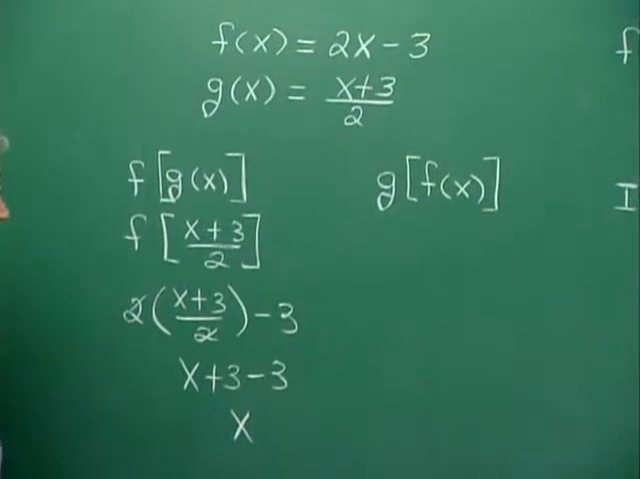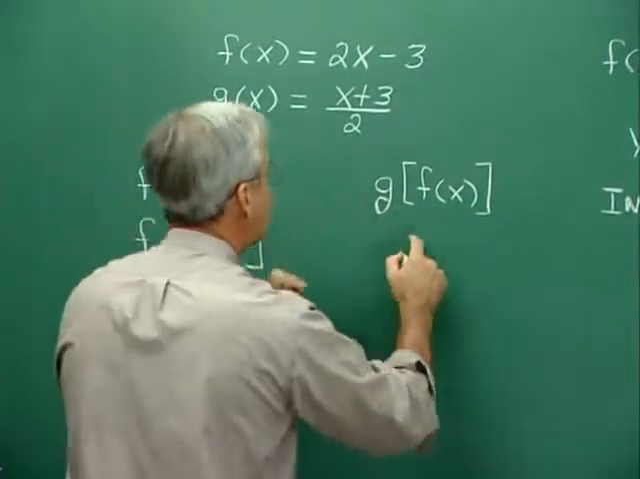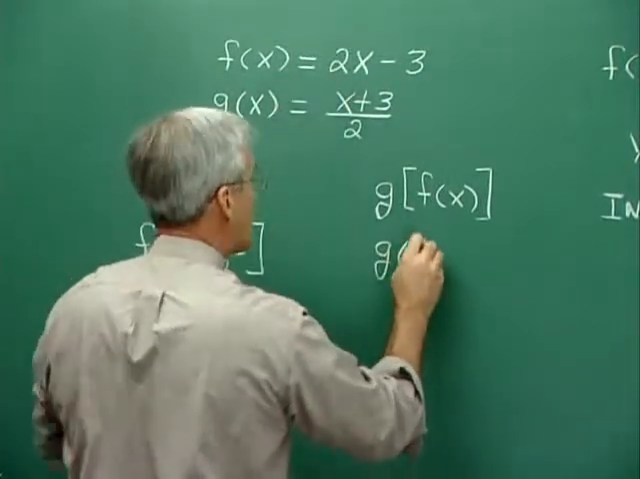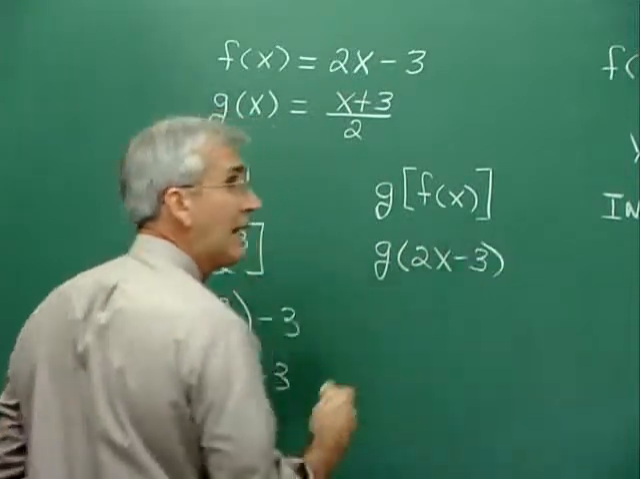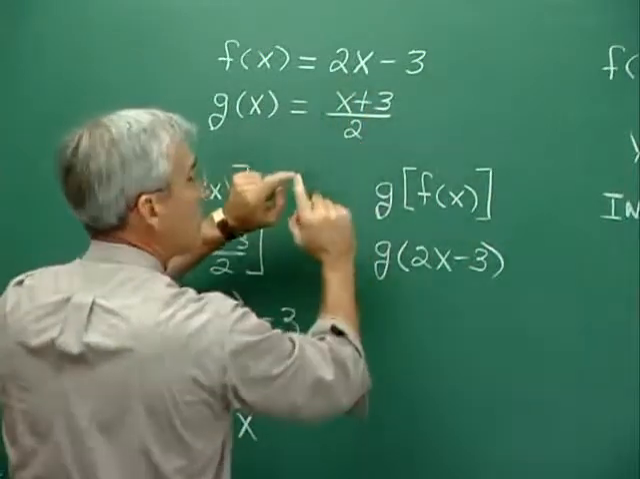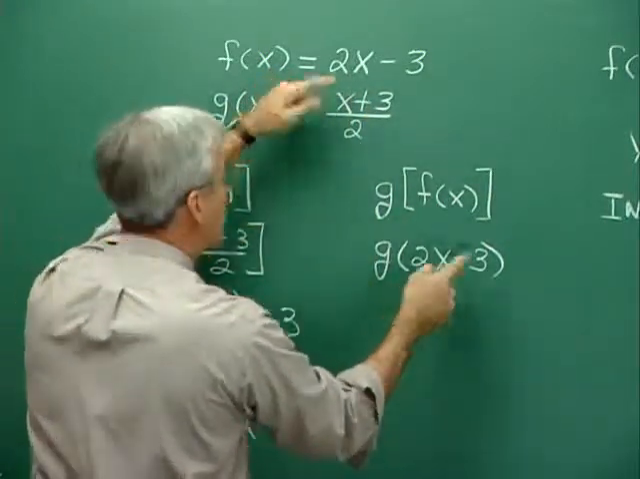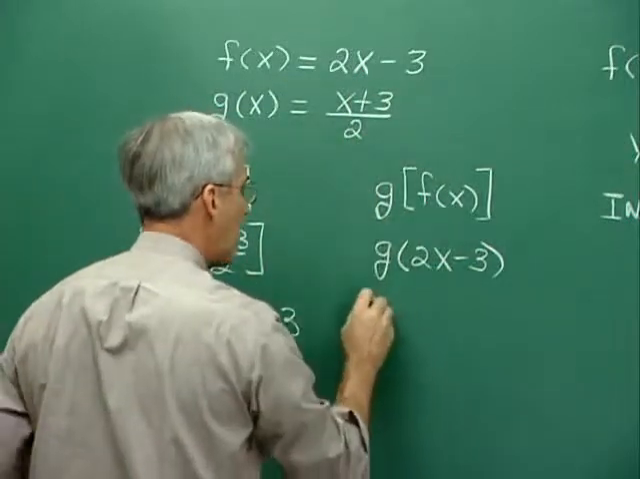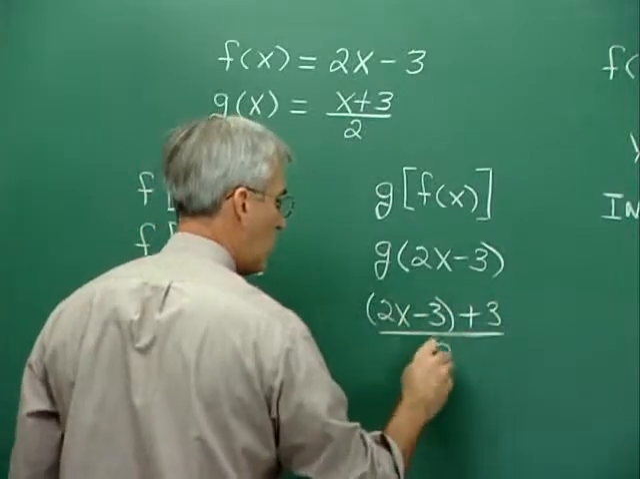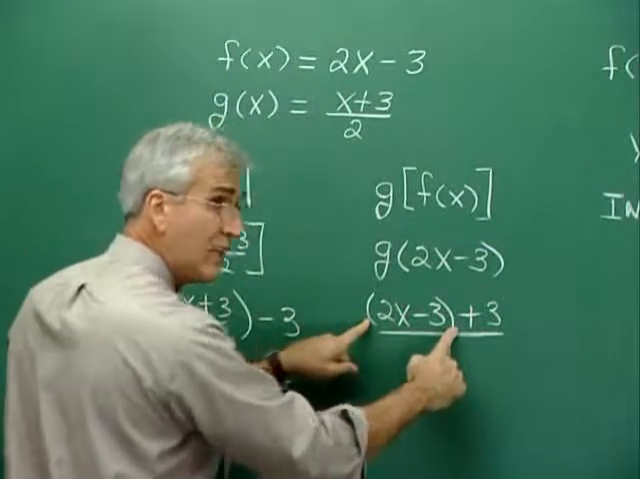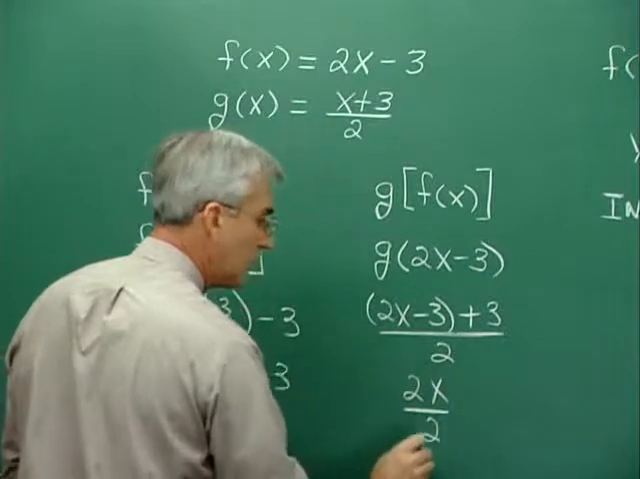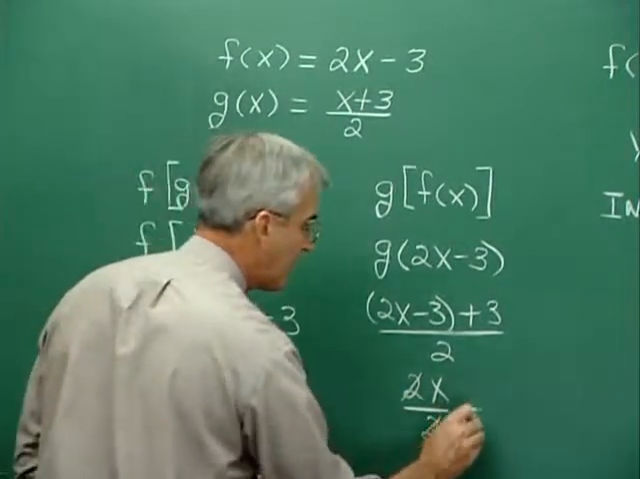Interesting situation. Here we're putting f into g. This is g of whatever f of x is. Well, f of x is this expression 2x minus 3. Now this says in the g function, replace x with 2x minus 3. So we're going to take this expression for the g function, replace that x with this binomial. So it'll be the binomial plus 3 over 2. Now when I drop parentheses in the numerator, minus 3 plus 3 go out, and we have 2x over 2. Now the 2's go out, and we have x.